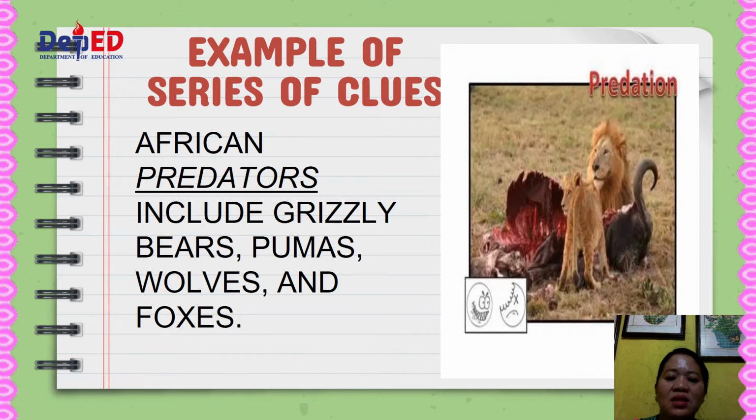Example of this is: African predators include grizzly bears, pumas, wolves, and foxes. The unfamiliar word here is predators, and based on the series of clues like grizzly bears, pumas, wolves, and foxes, we can say that predators are animals that eat other animals.